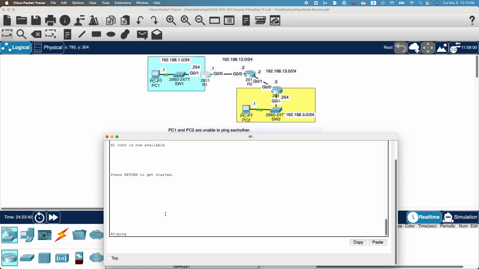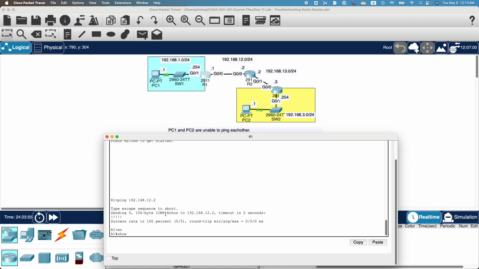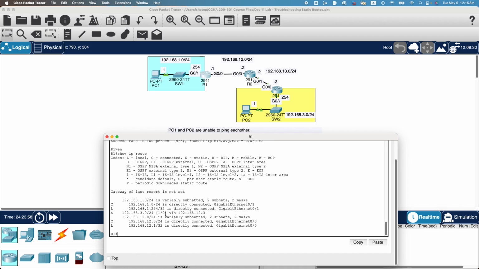Ping 192.168.12.2. Successful. All right. Why? Show, no, en. So ip route. Why? Because it has a static route to the dot 3 network via 192.168. What the heck?